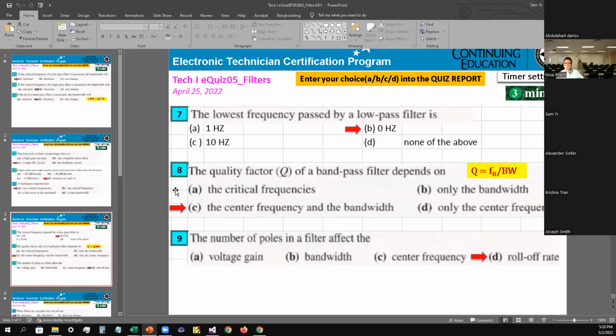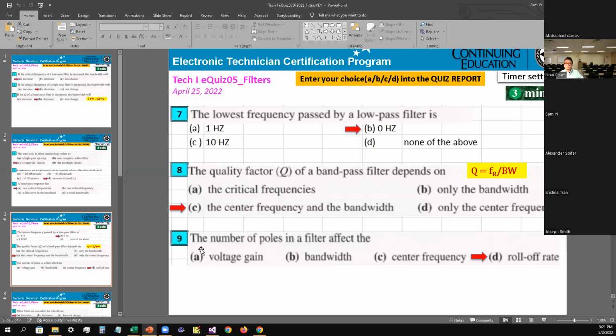Okay, so number 8, the quality factor Q of the band pass filter response... Okay, so the formula is Q equals FR divided by the bandwidth, where FR is the same thing as resonant frequency, or you can say center frequency. So the answer is C as in cat for number 8.